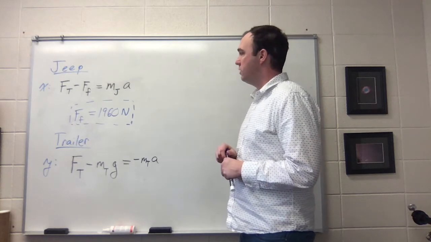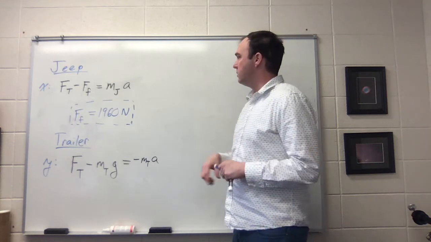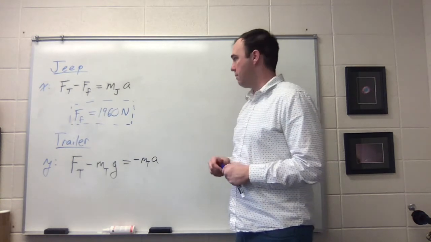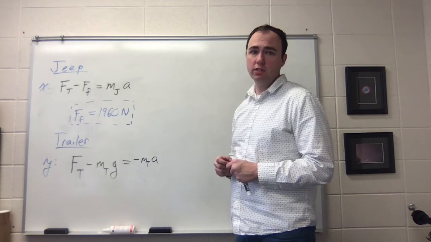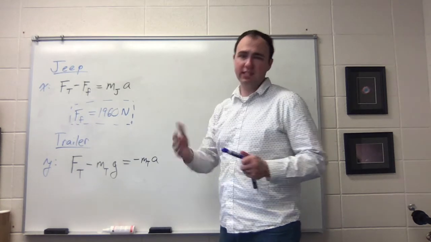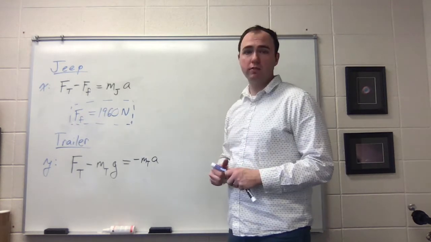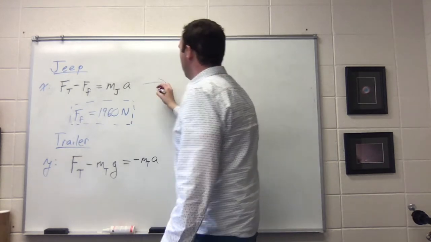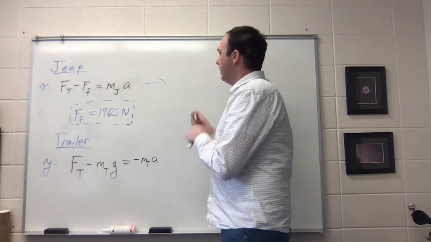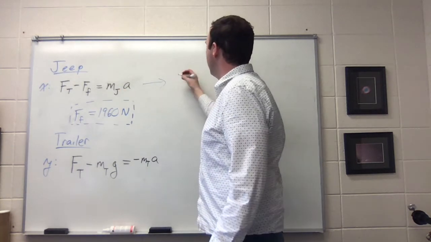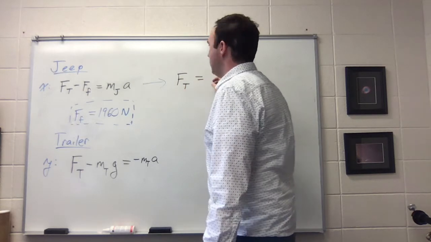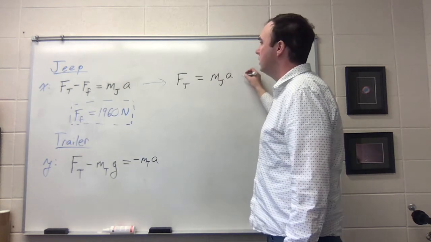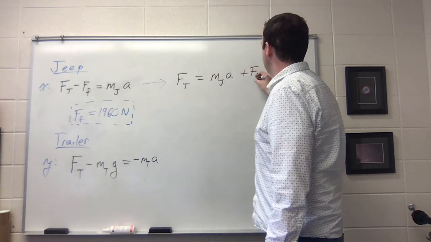But the strategy that I always suggest is, if I look at these two equations, there's two things that I don't know, but I only care about one of them, right? I only care about the acceleration. I don't care about the force of tension. So it's kind of counterintuitive, but I will solve for the force of tension algebraically in both equations. So first, I'll take this equation and add the force of friction to both sides. So I've got force of tension is equal to mass of the Jeep times acceleration plus the force of friction.